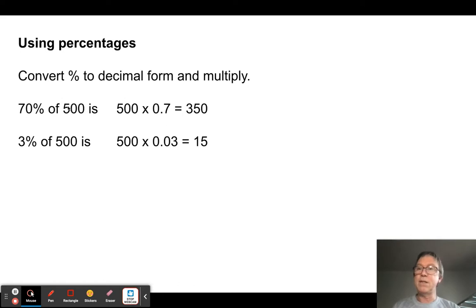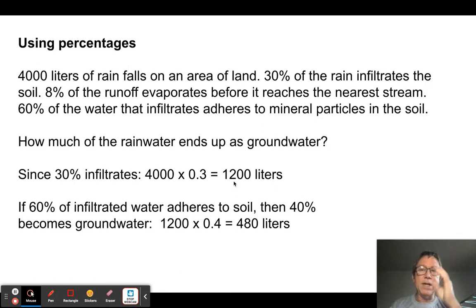Be careful, because if I've got a single digit percentage, it's really easy to screw that one up. So if I say 3% of 500, make sure you don't multiply by 0.3, you have to multiply by 0.03, because essentially you're dividing this by 100. 70 divided by 100 is 0.7. 3 divided by 100 is 0.03. So watch out for that. That's how we use these.